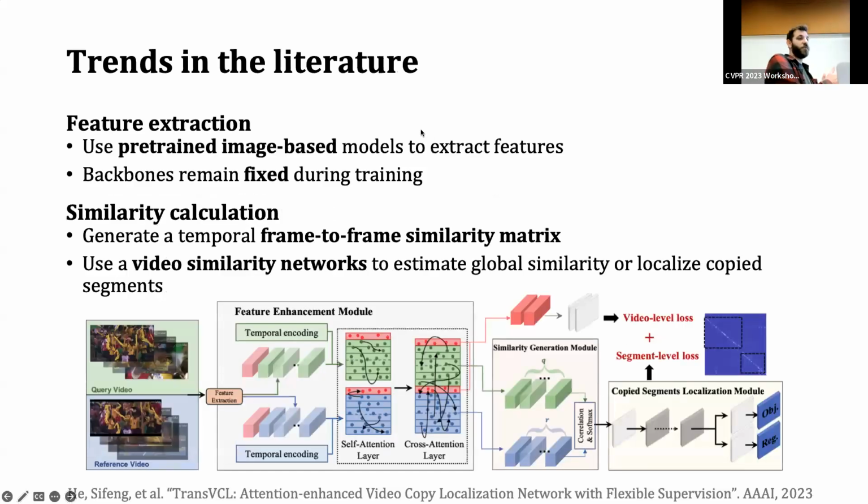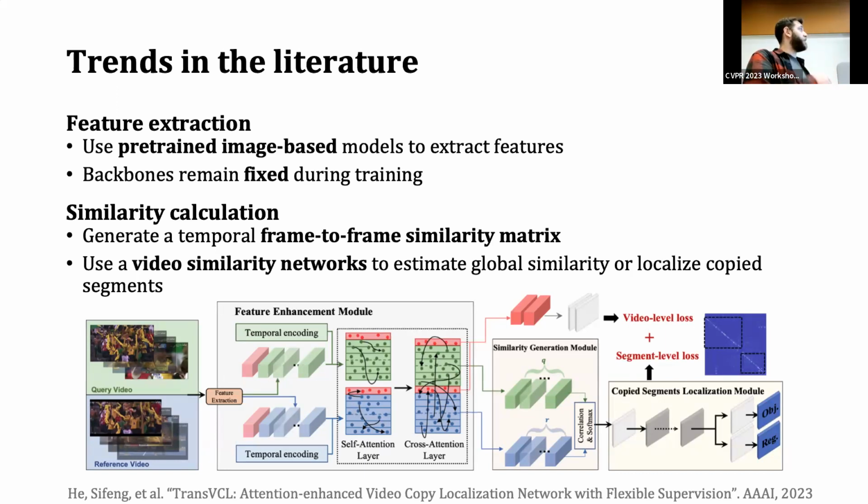Okay, so a few words about the trends in the literature. First of all, regarding feature extraction, the main trend is to use pre-trained image-based networks, applied frame by frame, that extract global or local representations to be used later for similarity calculations. These backbone networks are usually fixed, so we need to be very careful about which task and data the backbone networks have been trained on.